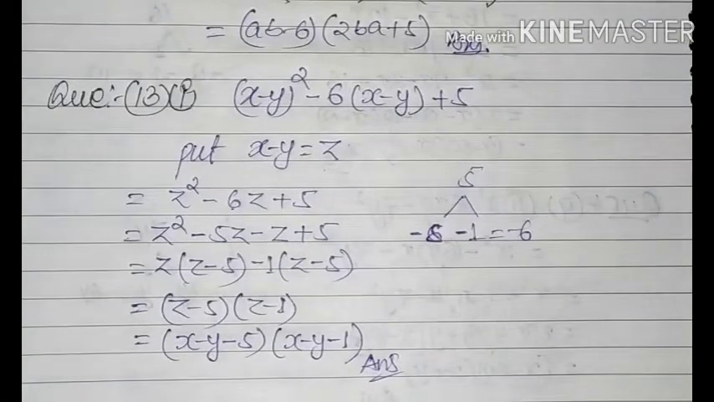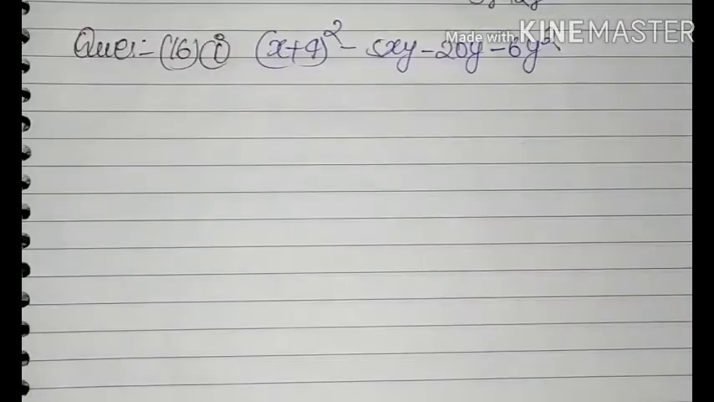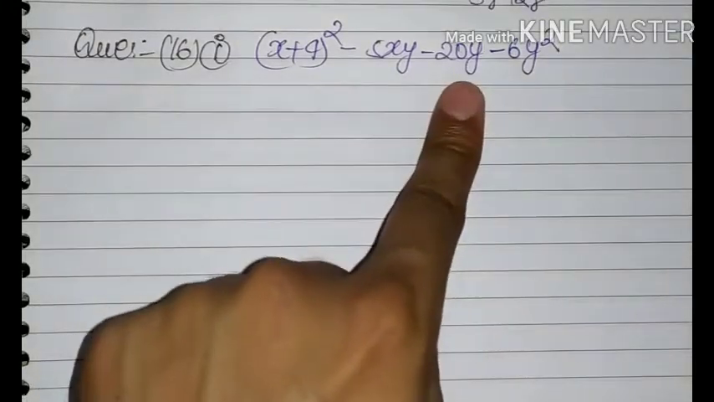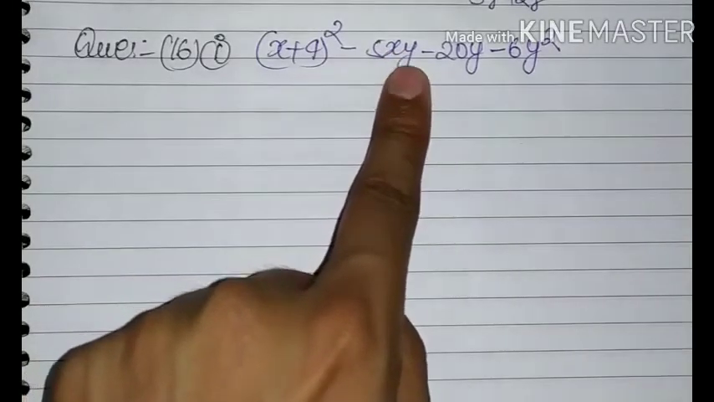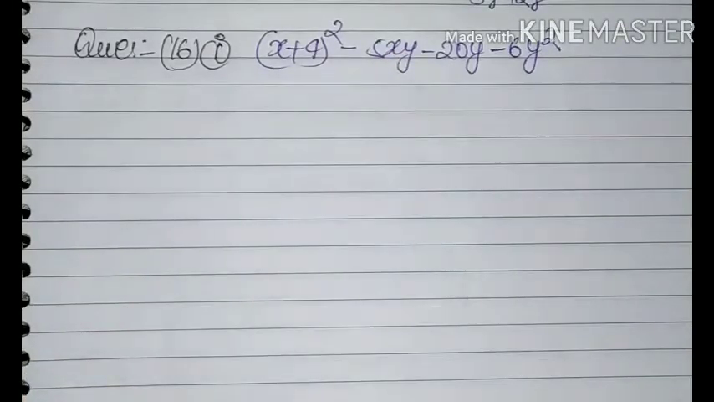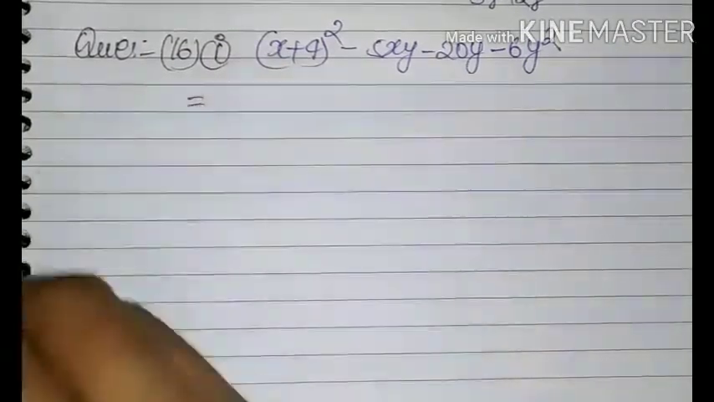Next one, question number 16. First is (x + 4)² - 5xy - 20y - 6y². Here we can see clearly the first bracket is (x + 4)², and the second and third terms are -5xy and -20y. If we take -5y as common from the second and third terms, then here also will be x + 4. Let's see how.